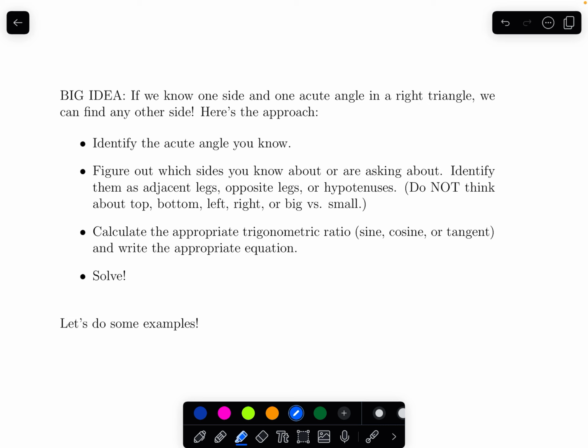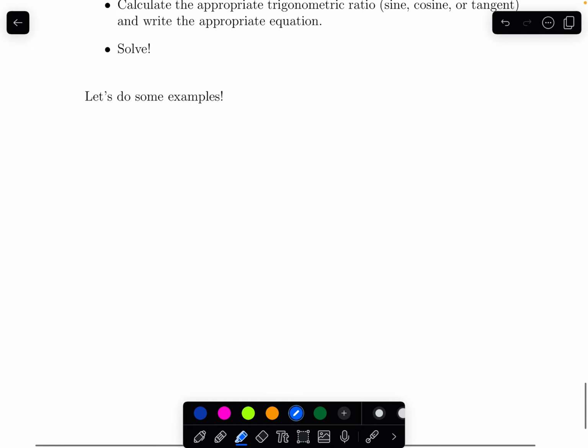Is it an adjacent leg? Is it an opposite leg? Is it a hypotenuse? And that's always in terms of where it is compared to theta. You calculate the appropriate sine ratio, and then you solve. And the appropriate sine ratio will be based upon the combination you have. So let's do a couple of quick examples.